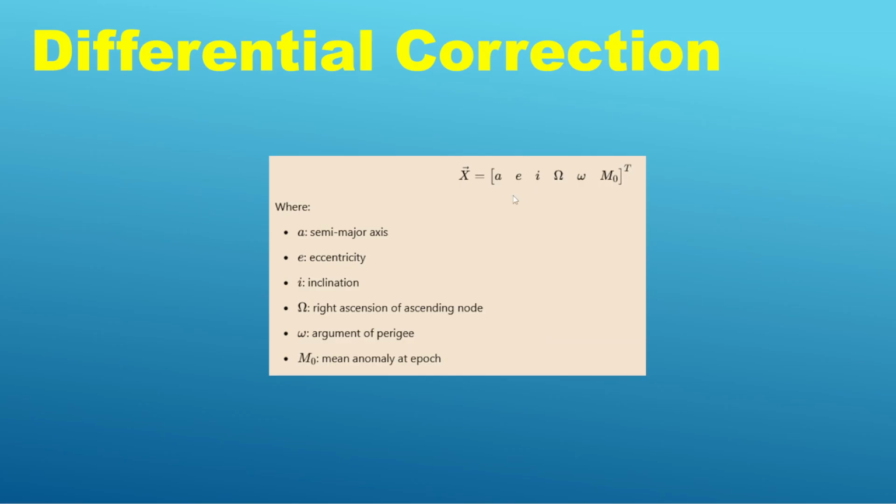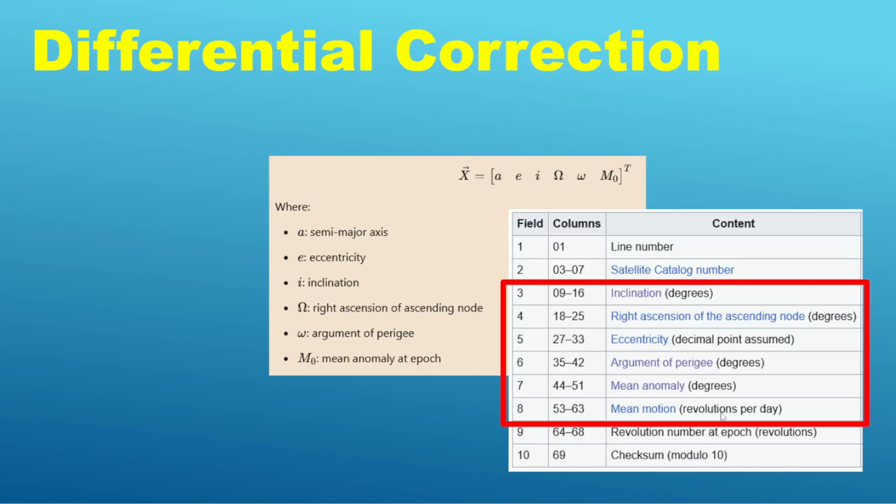So x in this case would, for example, be the semi-major axis, the eccentricity, inclination, right ascension of ascending node, argument of perigee, and mean anomaly. Now, with the two-line element set, we do not have semi-major axis. Instead, we have mean motion, which is revolutions per day. So that's a minor adjustment there.